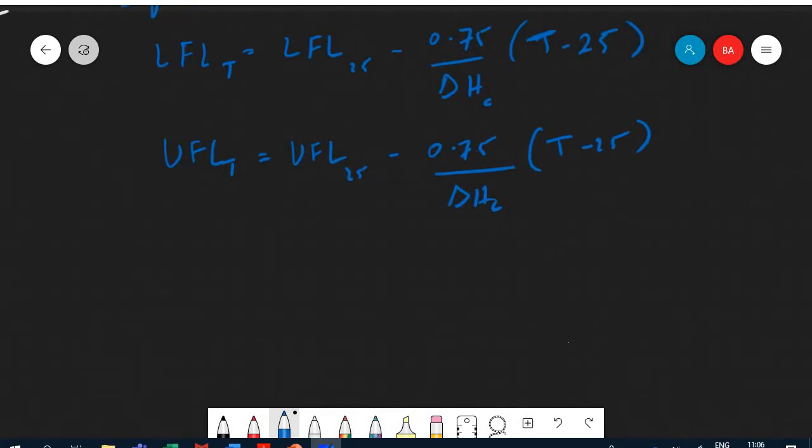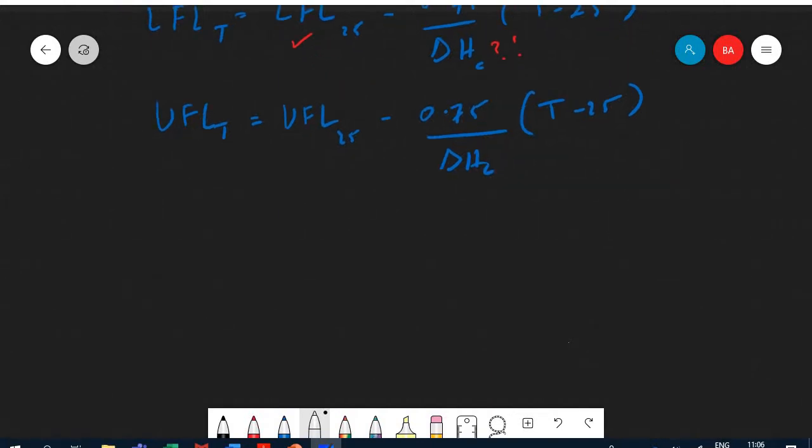The only thing we need here: we have the LFL at 25. We already found the LFL for the mixture, and we have our new temperature, which is 50 degrees. What we need is the delta heat of combustion. I have the delta heat of combustion of every component, but I don't have it for the mixture. We have the mole fraction and the delta heat of combustion for each one, so we can get the delta heat of the mixture.